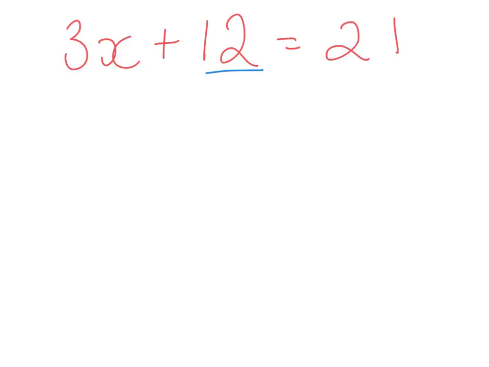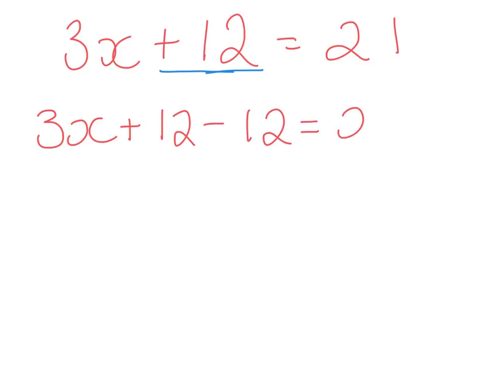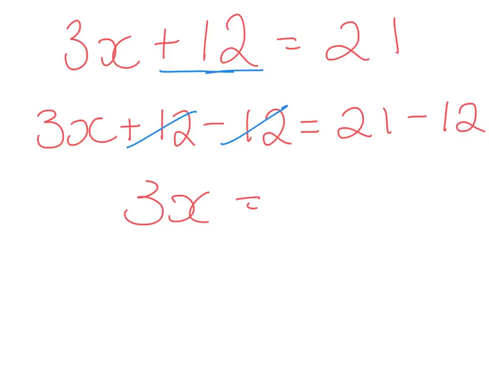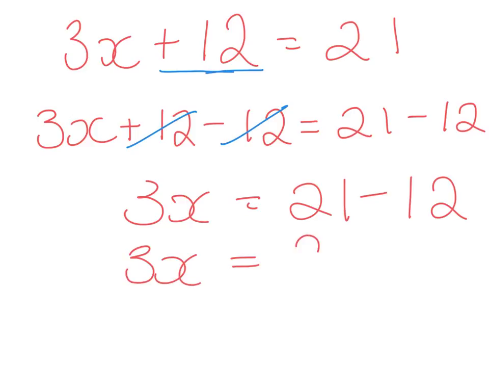So how do I get rid of plus 12? Well, it's easy. I take away 12. And if I take away 12 from one side, I have to do it to the other side. So my equation ends up looking a little bit like this. Plus 12 minus 12 is equal to 21 minus 12. So what happens is they cancel each other out because plus 12 minus 12 is equal to 0, and I'm left with 3x equals 21 minus 12. So 21 minus 12 is equal to 9. So I'm left with 3x is equal to 9.